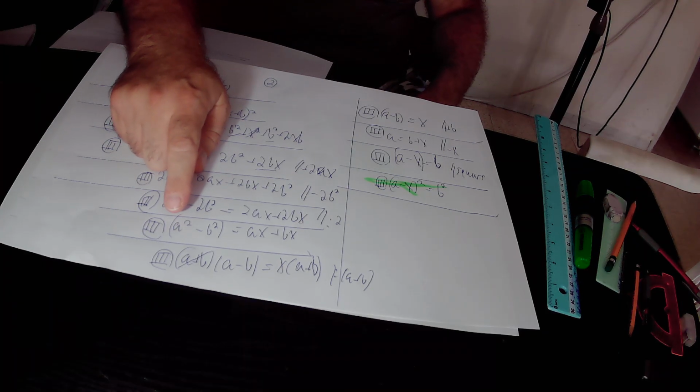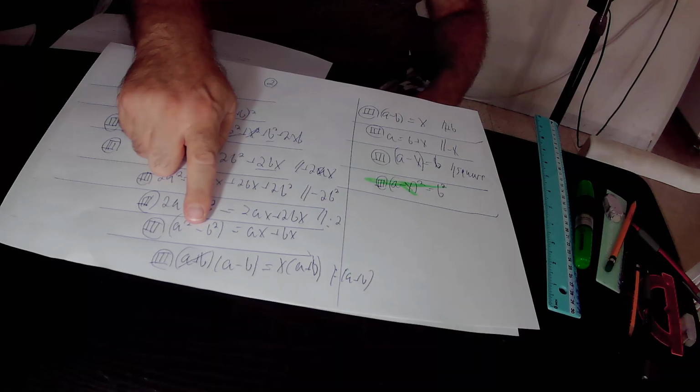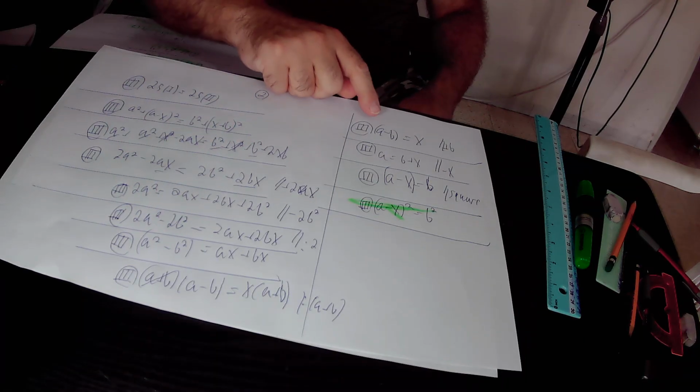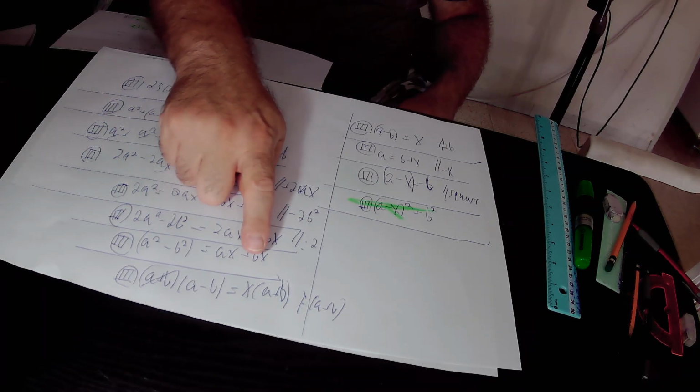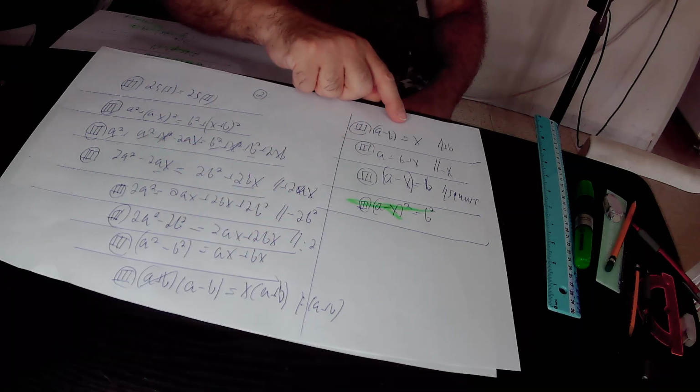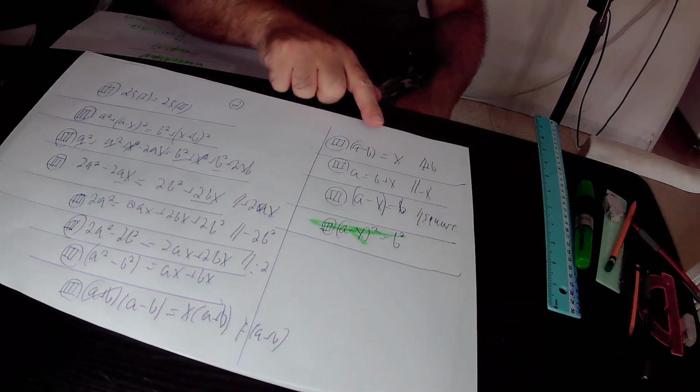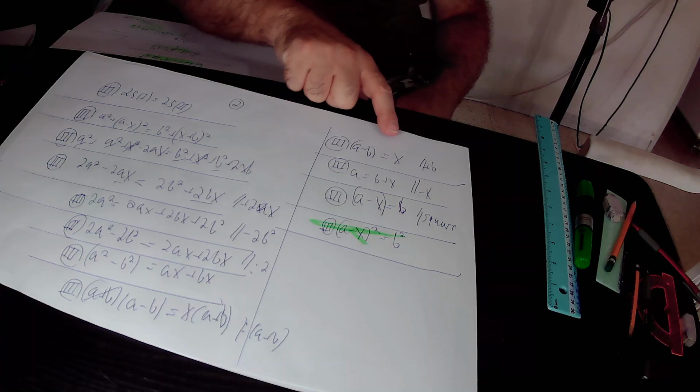So we divided equation 3 by a plus b. Here a plus b will get cancelled, and we are left with a minus b. On the other side of the equation, a plus b also will get cancelled, and we are left with x. So in total, according to equation 3, we found out that a minus b equals x.